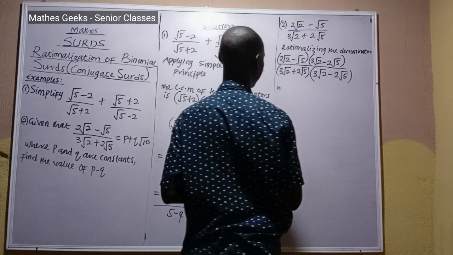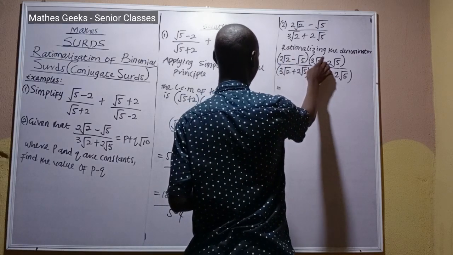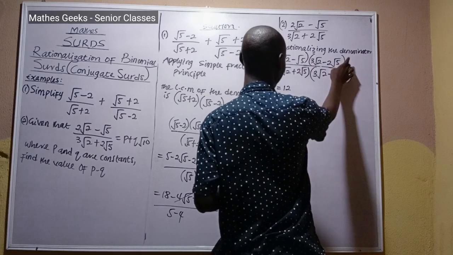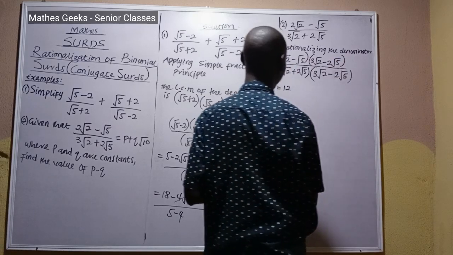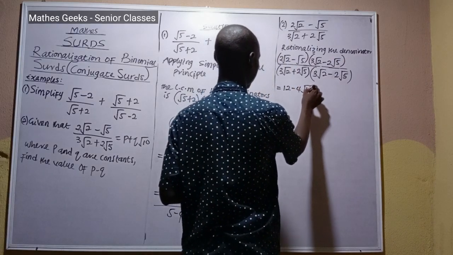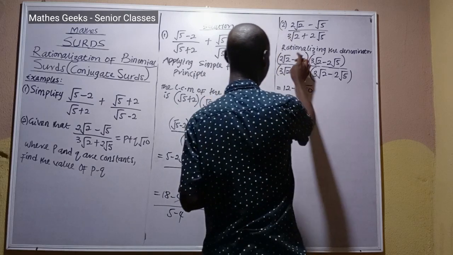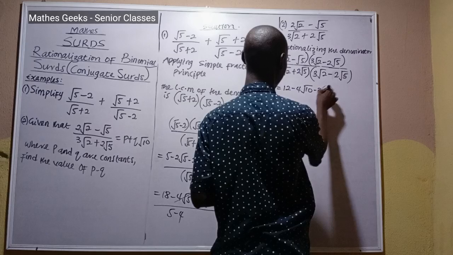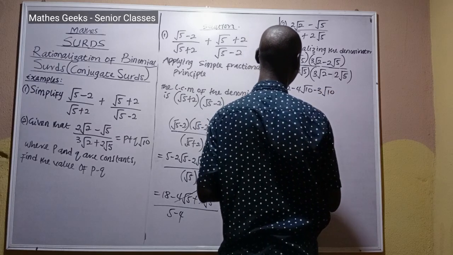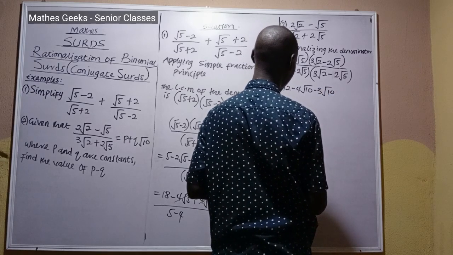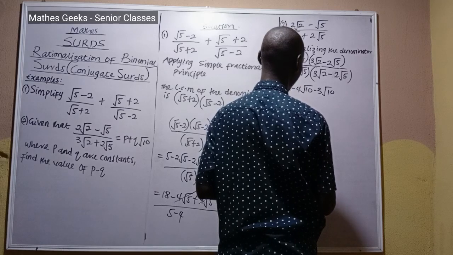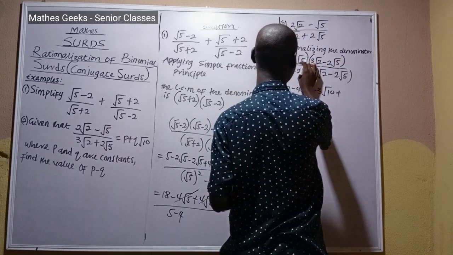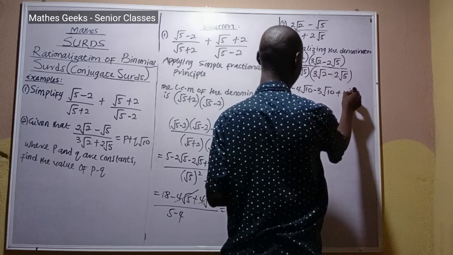Two times 3 will give us 6. 2 times root 2 times root 2 gives 2, and 2 times 6 is 12. 2 root 2 times minus 2 root 5: 2 times 2 is 4, that's minus 4 root 10. Minus root 5 times 3 root 2, that is minus 3 root 10. Minus root 5 times minus 2 root 5, that's plus 2. Root 5 times root 5 is 5, 5 times 2 is 10. So plus 10.